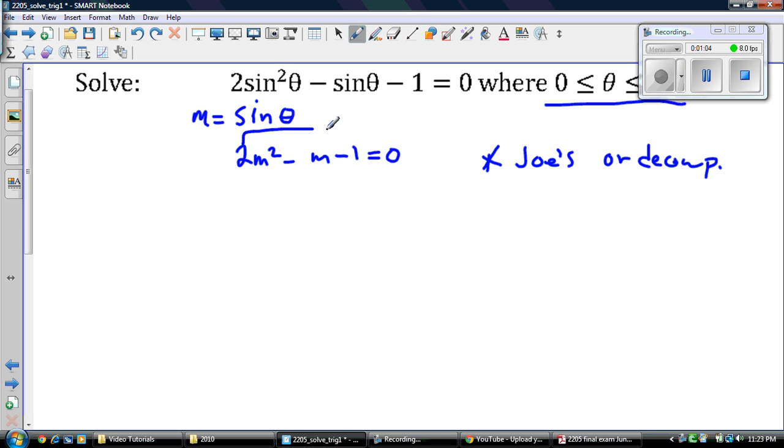Right here, again, we got to make sure we multiply to get -2 and add to get -1. So the numbers that do that are -2 and 1.